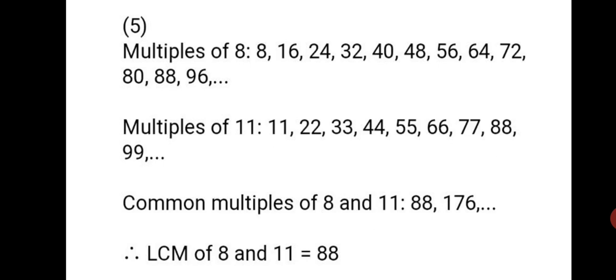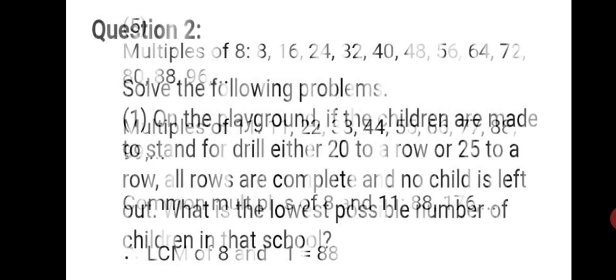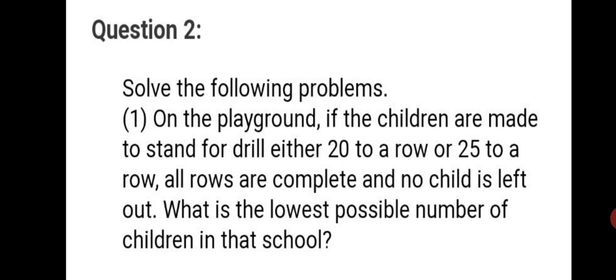Alright, so we have finished question number 1 where we had to find out the LCM of the given numbers. Now let's move on to question number 2, word problems. Solve the following problems. First one. On the playground, if the children are made to stand for drill, either 20 to a row or 25 to a row, all rows are complete and no child is left out. What is the lowest possible number of children in that school?